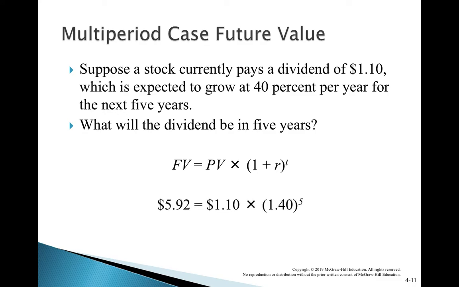Currently it pays how much? $1.10. That is the present value, multiplied by the expected growth of 40%, so 1.4 to the power 5 years. We want to know what the dividend will be in the 5th year. So present value multiplied by 1 plus r to the power t is equal to future value. Hope it is clear. If you hold the stock for 5 years, the dividend the company will offer you in the 5th year is $5.92.